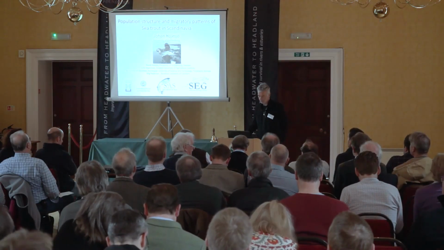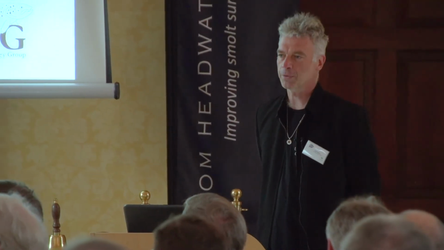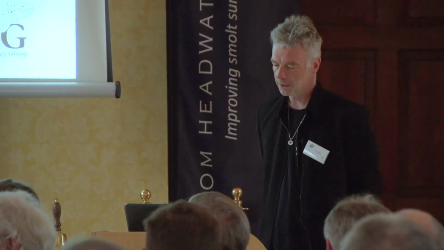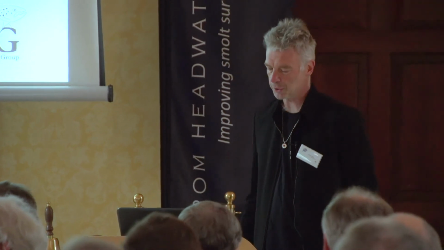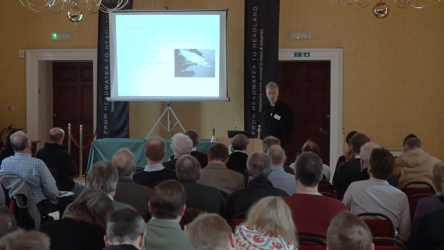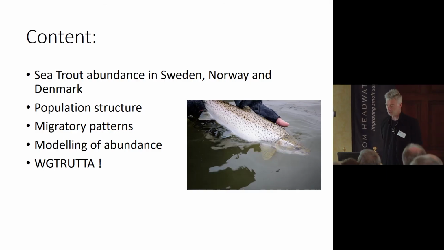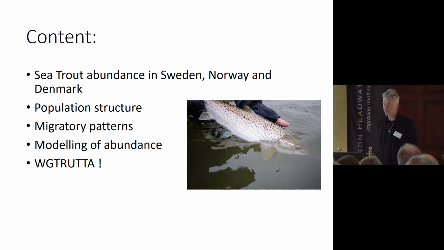Talk about today is try to move the context from UK to Scandinavia and talk a little bit about population structure and migratory patterns. So I will talk a little bit about sea trout abundance, focusing on Sweden, but also talk a little bit about Norway and Denmark. Also mention a little bit about population structure.